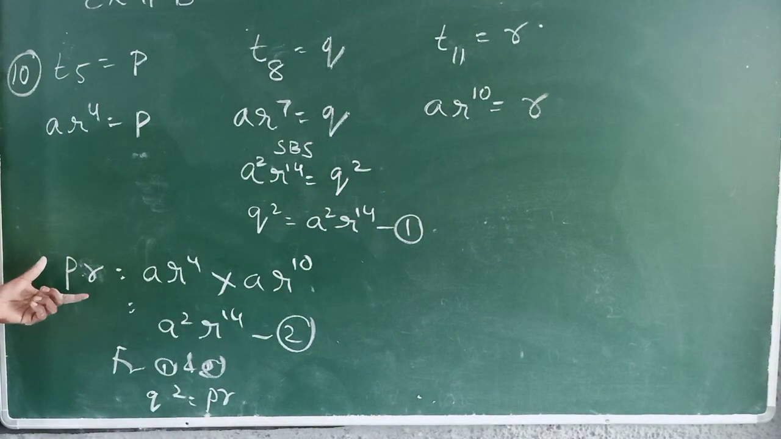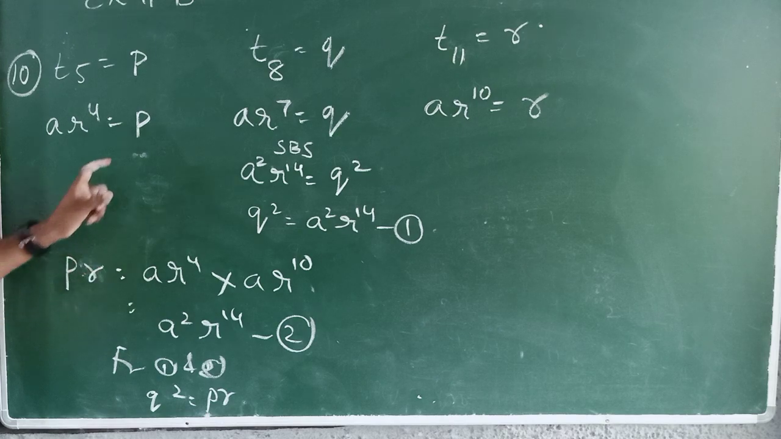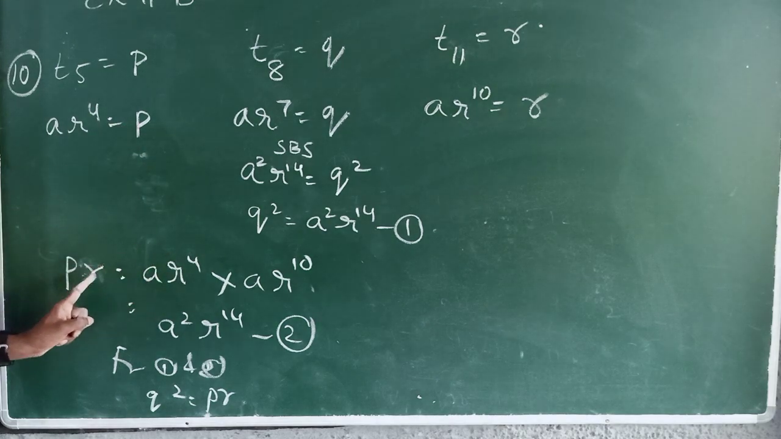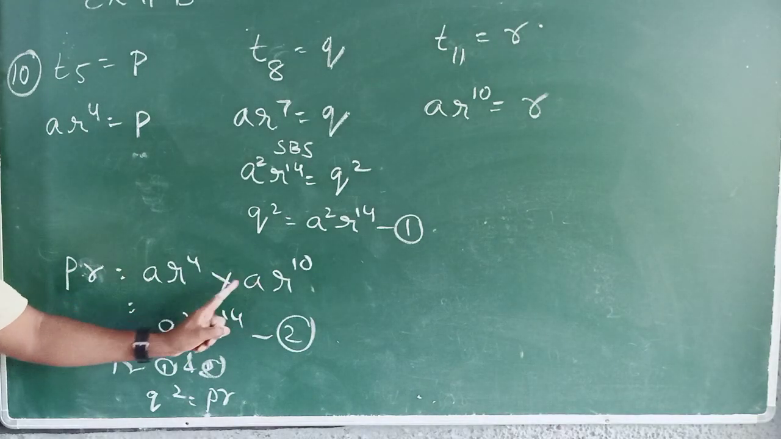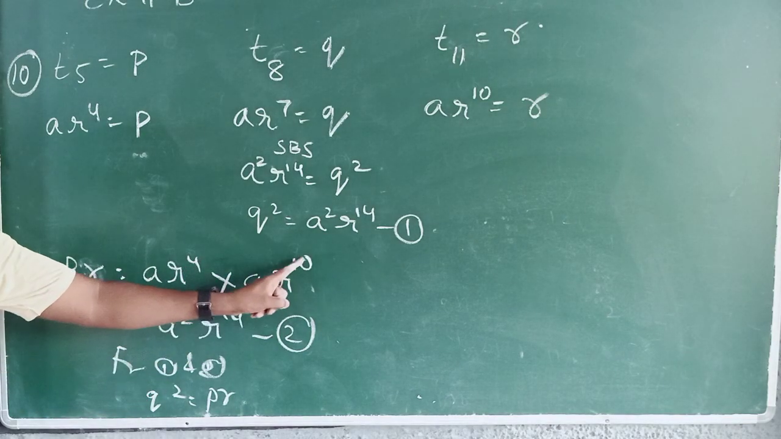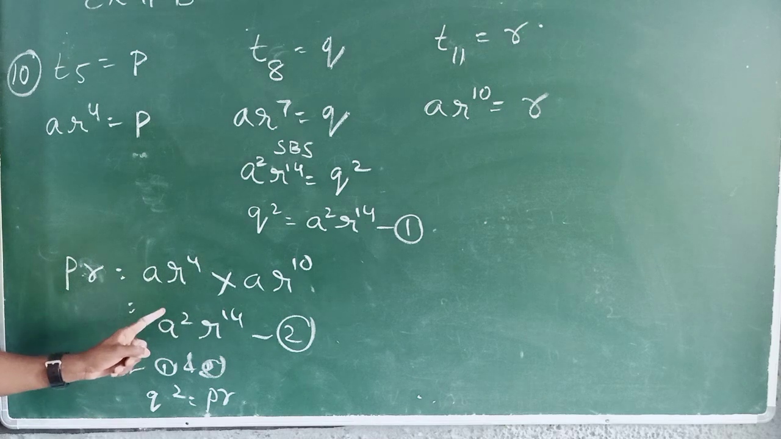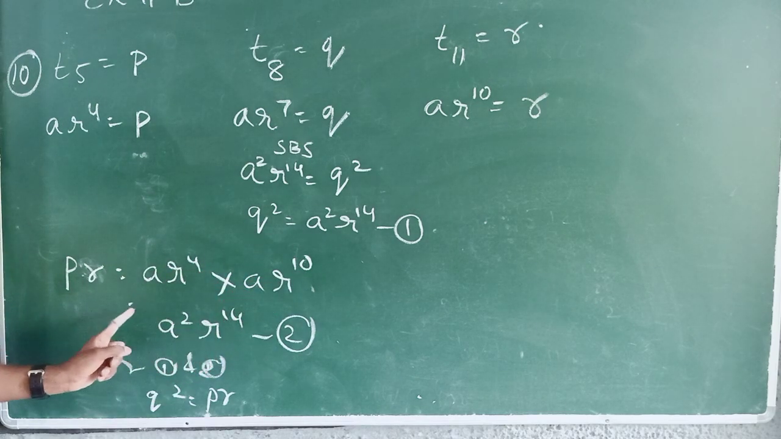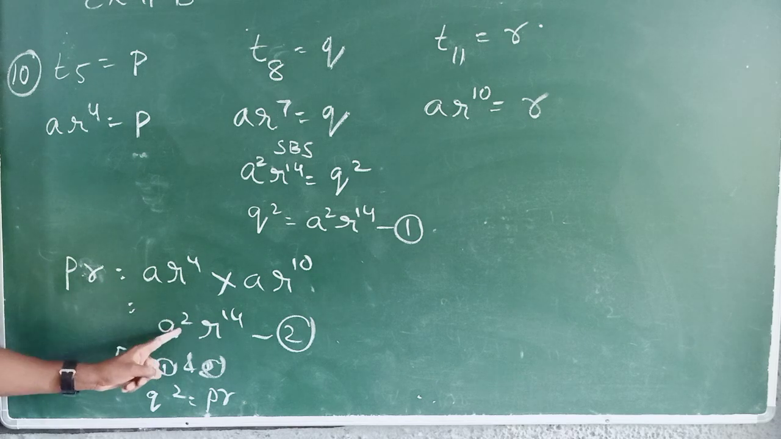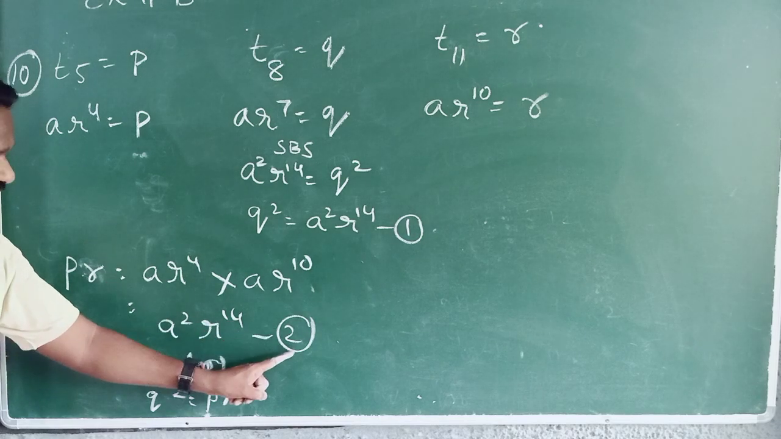Now let us find out PR. PR is equal to what is the P value? AR to the power of 4. What is R value? AR to the power of 10. If you multiply A into A square R to the power of 4 into R to the power of 10, using the principle of indices, R to the power of 4 plus 10, R to the power of 14. So we got it as PR is equal to A square R to the power of 14. Mark it as second equation.